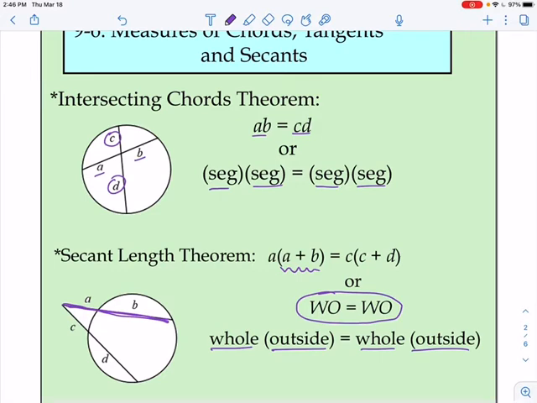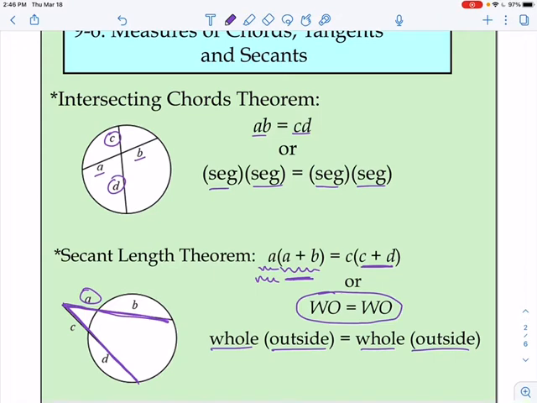And then the part that's outside of the circle is part A, and that's where that A comes from. So this is technically the whole, and this is technically the outside. The order that you multiply in doesn't matter. Same thing on the bottom one. If I want the length of that whole secant, if I take the measure of part C and add it to part D, that would give me the whole secant. So that's why I'm adding C plus D there.